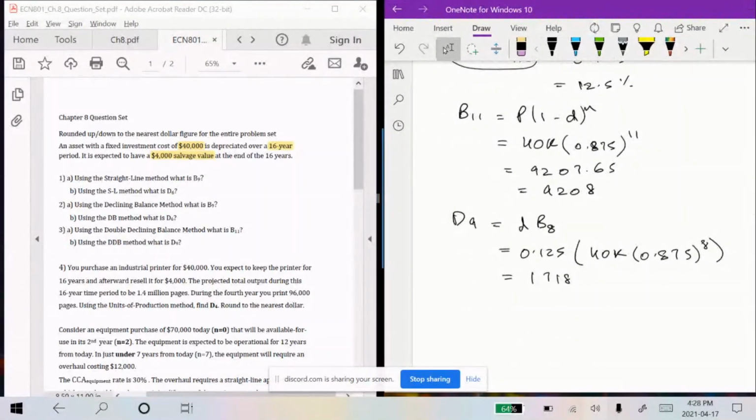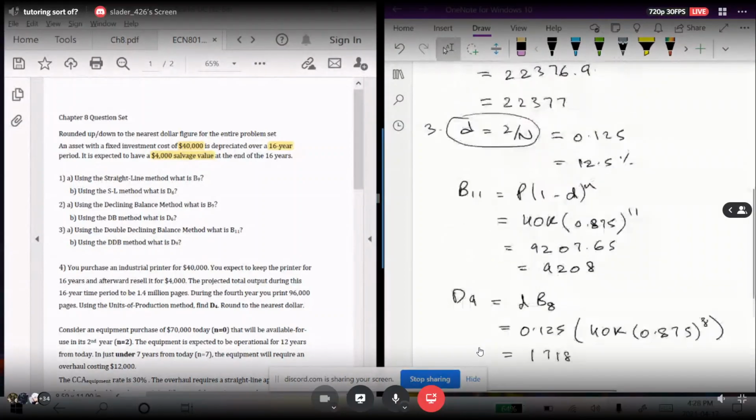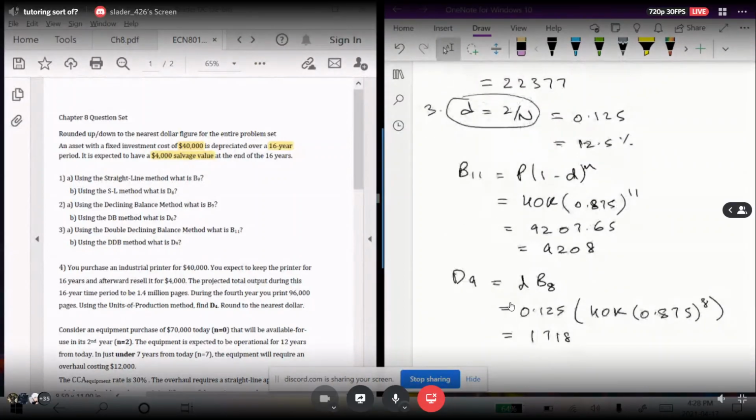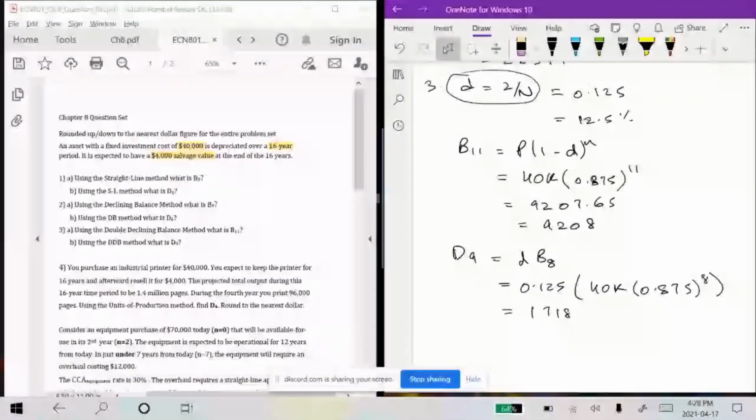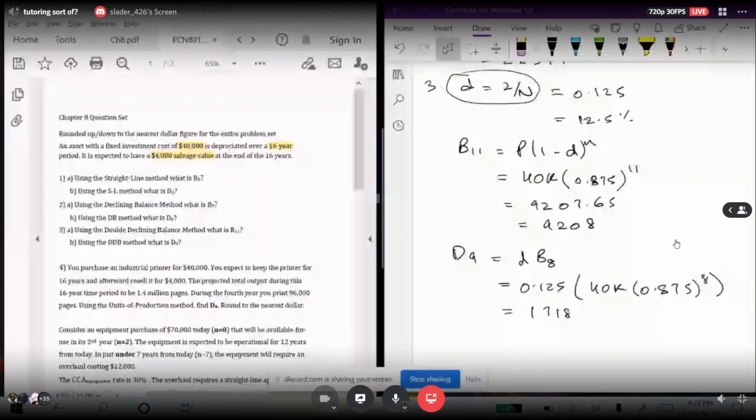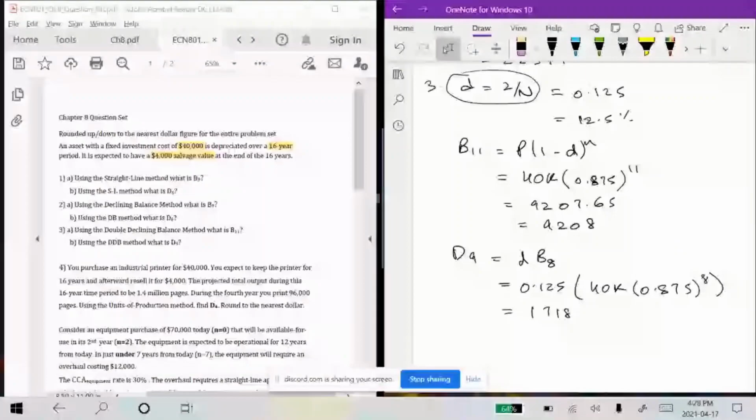So this was how we used the first two methods to calculate depreciation. Do you guys have any questions? Can I see 2B? Could you show us 2B? I want to take a look at something, like question 2B.